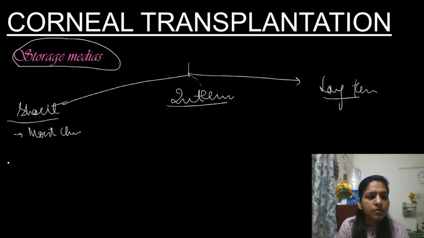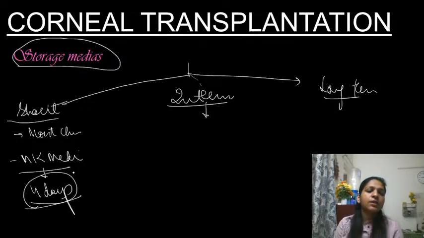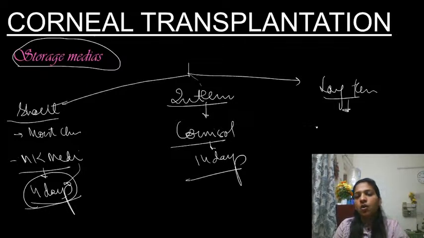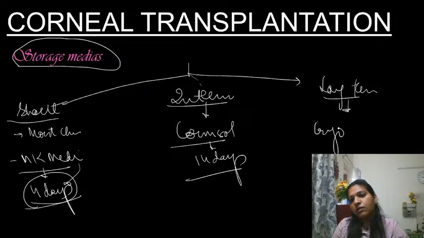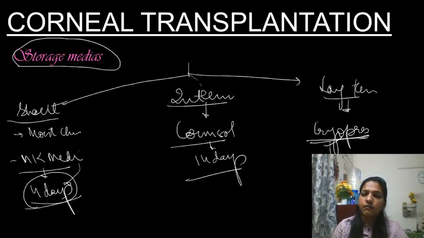Moist chambers, MK media. For intermediate, MK media can be used for 4 days. That is, cornea preserved in MK media has to be used within 4 days of the corneal harvesting. And if the corneas are stored in Cornisol, they can be used till 14 days. And for the long term, cryopreservation. Okay, if we are cryopreserving the cornea, then we can use it till 1 year or so.